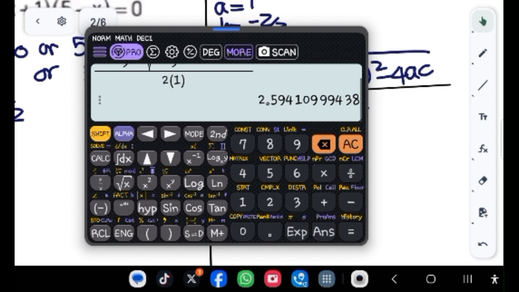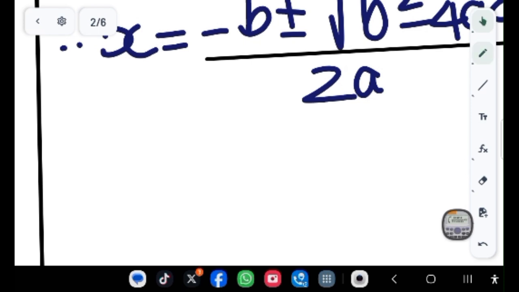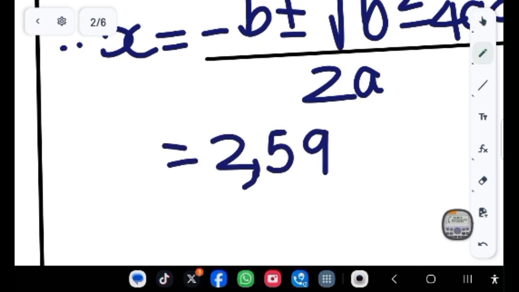That will be 2,594. Round that correct to 2 decimals, so that becomes 2,59. And that's your answer. 2,59 is the first. So x equals 2,59.